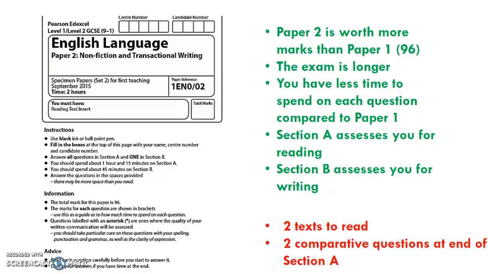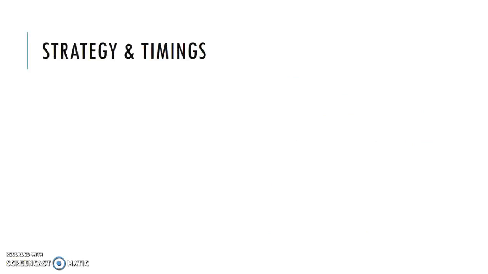So there are two ways that this paper particularly is different to paper 1. For a start, there are 2 texts to read instead of 1, and they will both be non-fiction texts. And the final 2 questions for section A are comparative, asking you to compare those 2 texts. So let's talk next about strategy and timings for this paper.